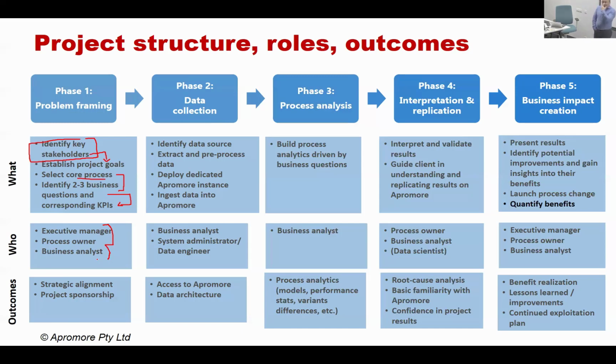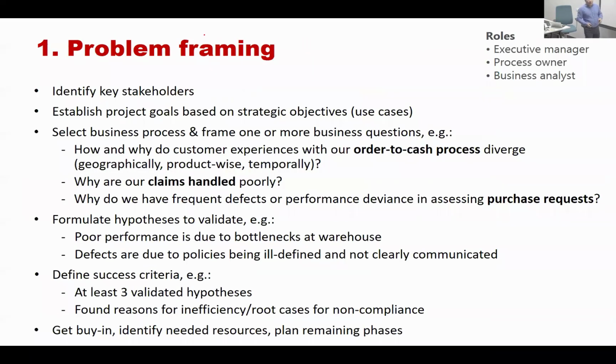The output of this is a sign-off on a project, typically a description of the business questions, of the KPIs that we will be trying to improve, and a sign-off of that by the executive management so that we can go ahead with the remaining phases of the project. And then we move into data collection, etc. So let me go through each of these phases one by one. In phase number 1, which is called problem framing, as I said before, the first thing you need is to identify who you need to get involved in a given project.